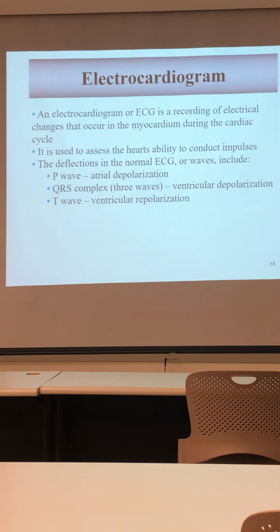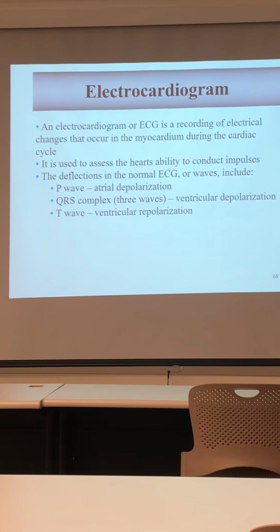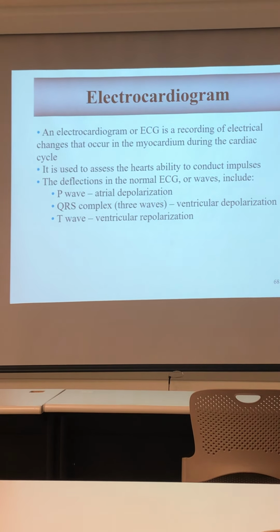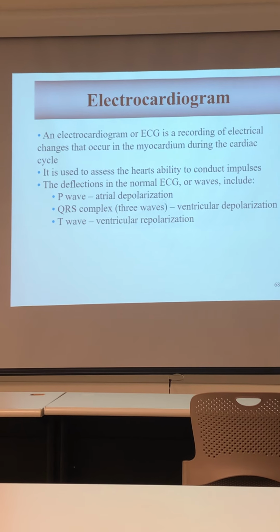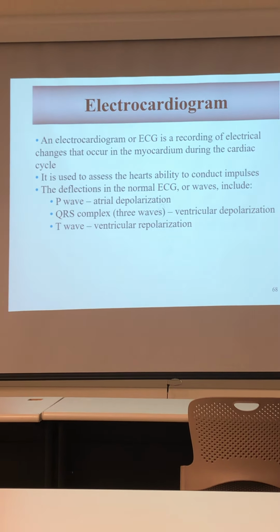But I want you to know what each one of these signifies. The P wave is when the atria are depolarizing, then they will contract. The QRS complex is when the ventricles are depolarizing, and then they will contract. The T wave is when the ventricles repolarize.